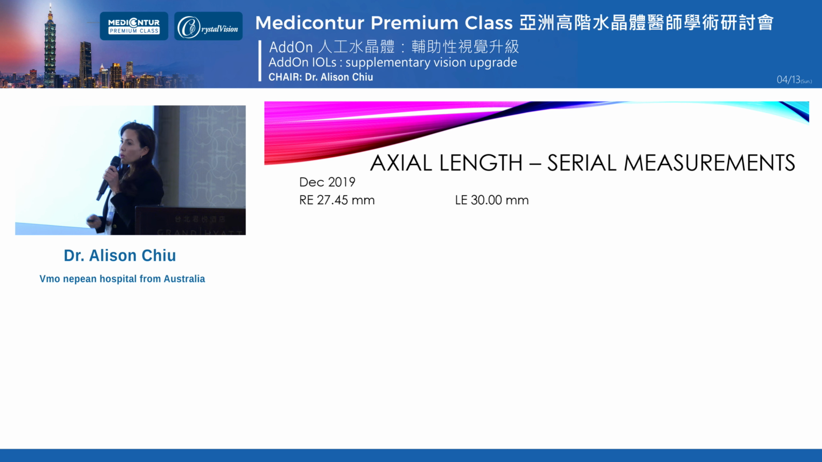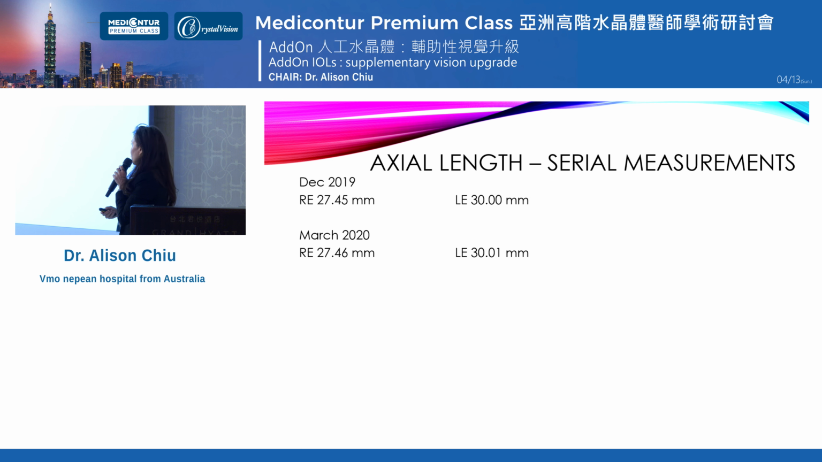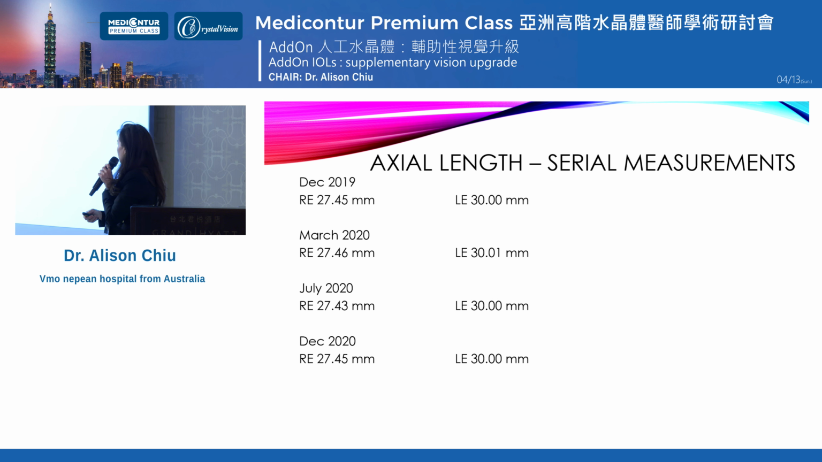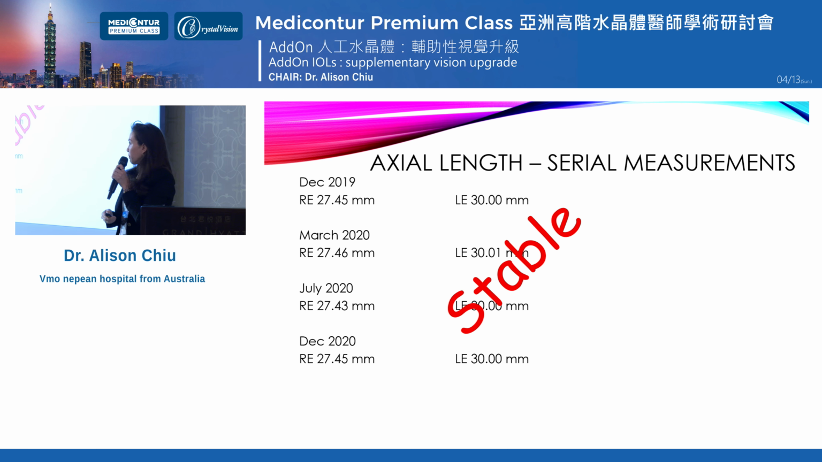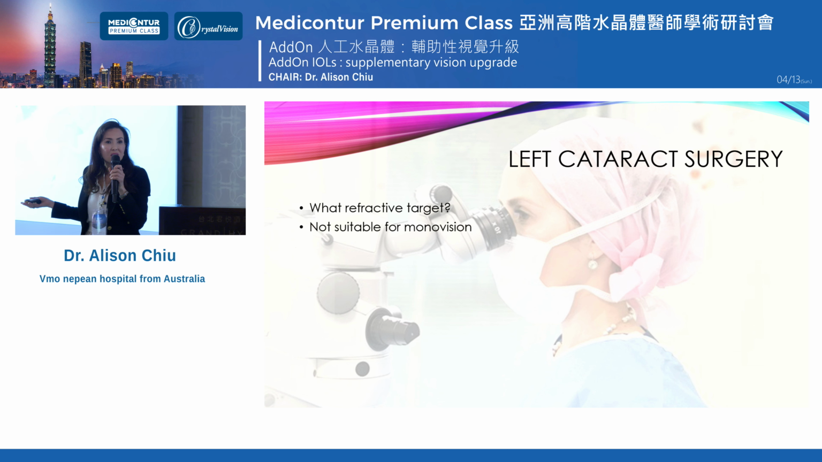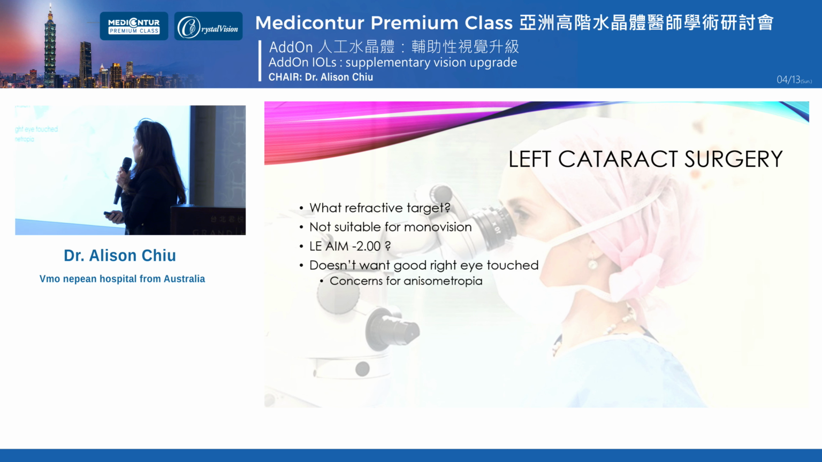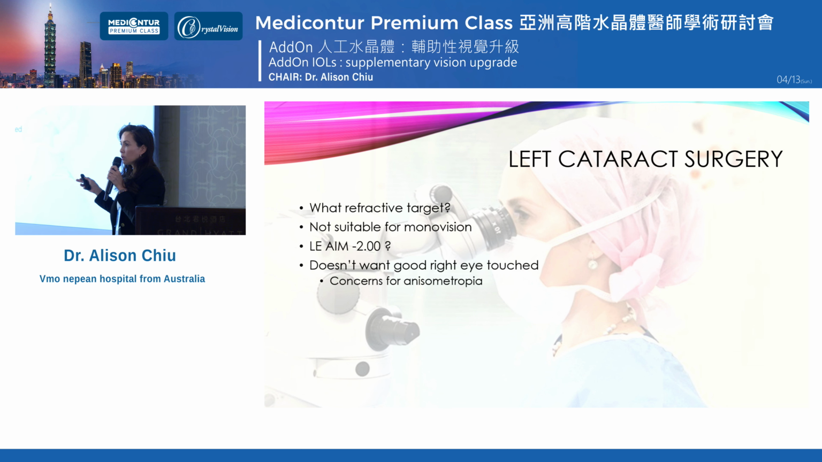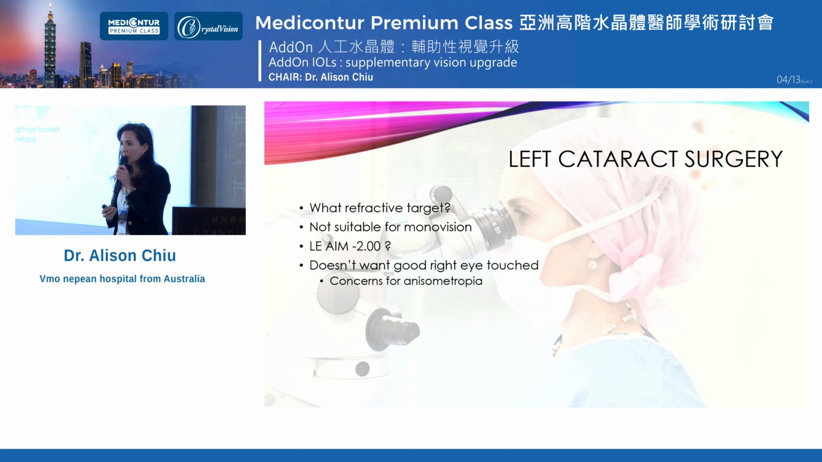So what I did was, this had obviously happened fairly recently, so I followed her for a while before proposing any intervention, and she couldn't tolerate spectacles or contact lenses because the script was too high. So she ended up being stable over the period of 12 months. So then we went ahead and did her left cataract surgery, but what target was I going to aim for? She was no longer suitable for monovision, because I think Monwai would be able to tell me about retinal macular issues, but I think that there was stretching of the macular fibres from the staphyloma.